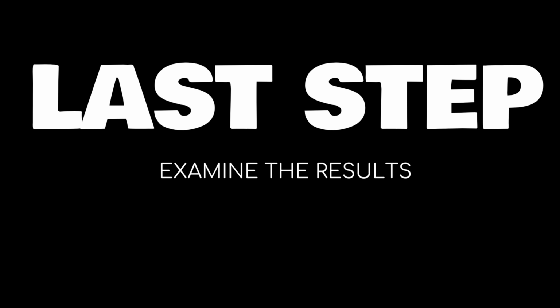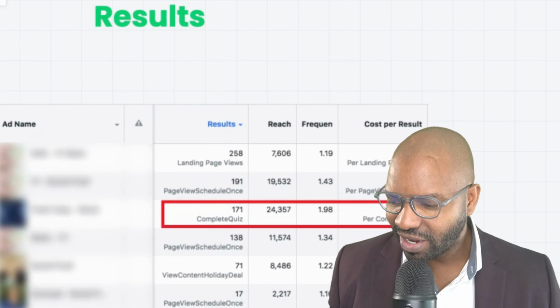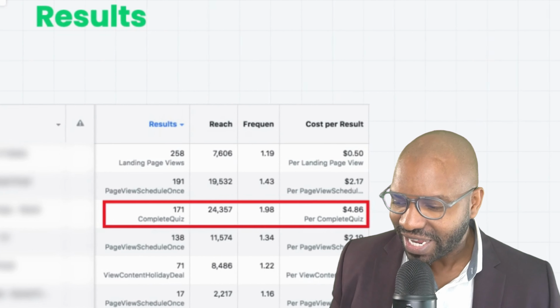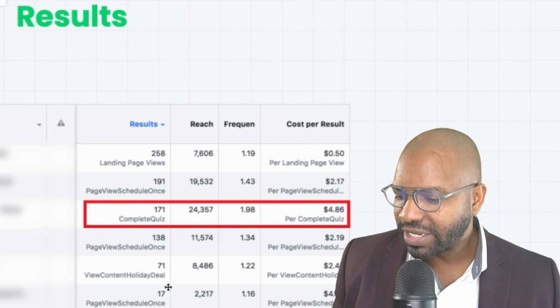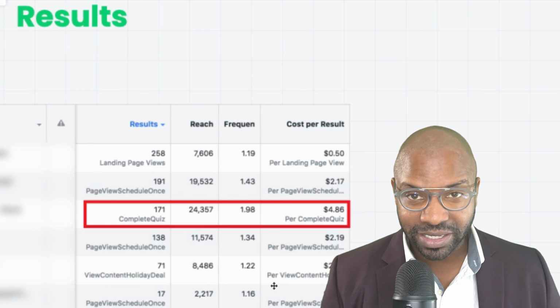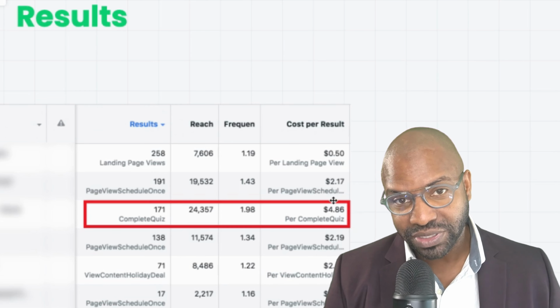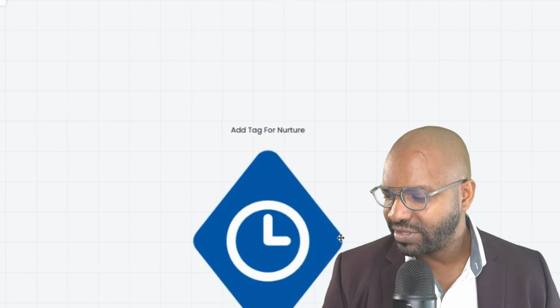I want to talk about the results. Hey, Rich, is this proven? Does it work? Have you validated this approach? Yes, time and time again. And what we're looking at right here is a complete quiz, setting expectations on what you could potentially be spending when you get a lead to come through your quiz.